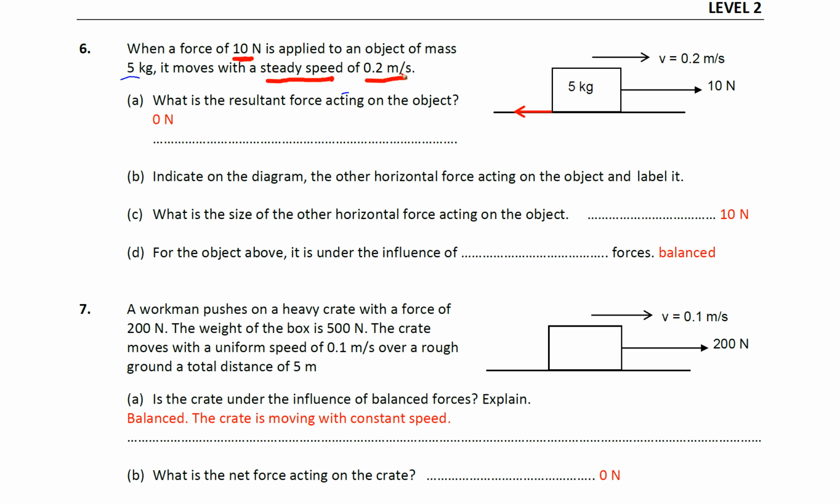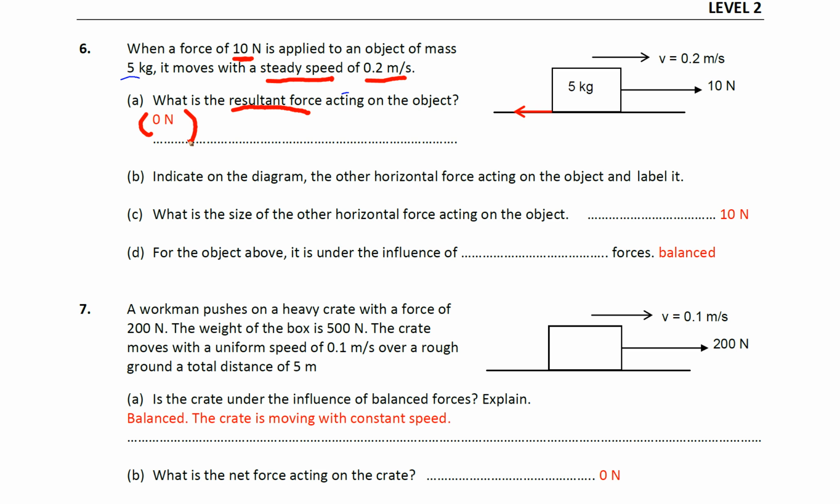Okay, so in 6 part A, it says what is the resultant force acting on the object. And just take note, resultant force is actually a net force, and the resultant force acting on the object is 0 Newton, meaning that there's no net force. Okay, why is it so?